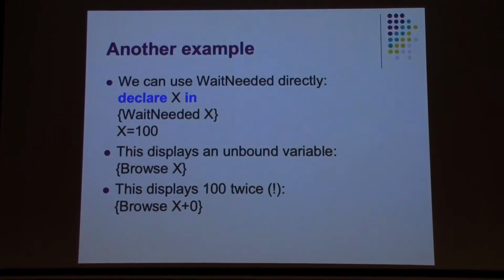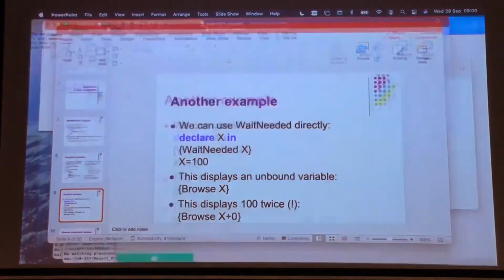Okay, here's a simple example. You can actually use wait needed directly. If I do wait needed x, x equals 100, sure, I can do that as code. If I do browse x, it displays an unbound variable. But if I want the x to be bound to 100, I have to need x. So I do x plus 0. Okay, that will need x. See how interesting it is, huh?